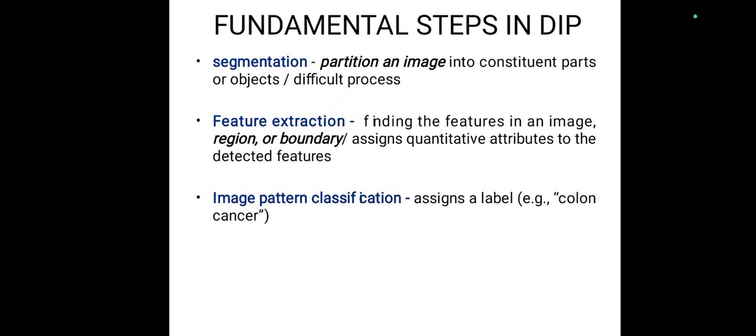Segmentation. Segmentation is a critical step where the image is divided into meaningful parts. For example, in a medical scan, we may want to separate the brain from the skull or the tumor from the tissues. This process is challenging because it needs to be very accurate, and it is very useful in real-life applications.